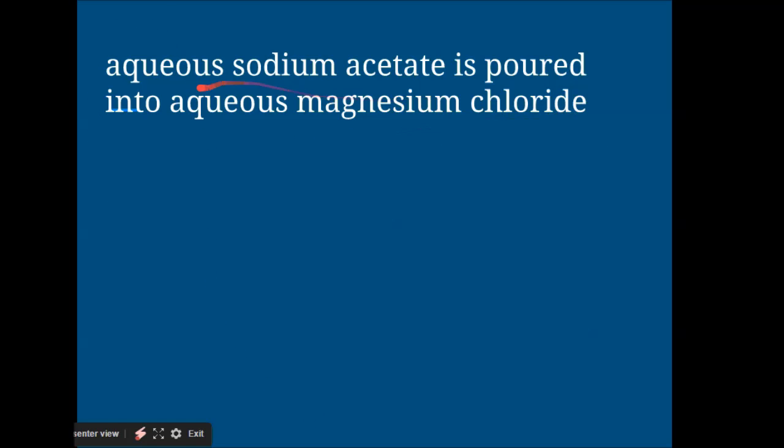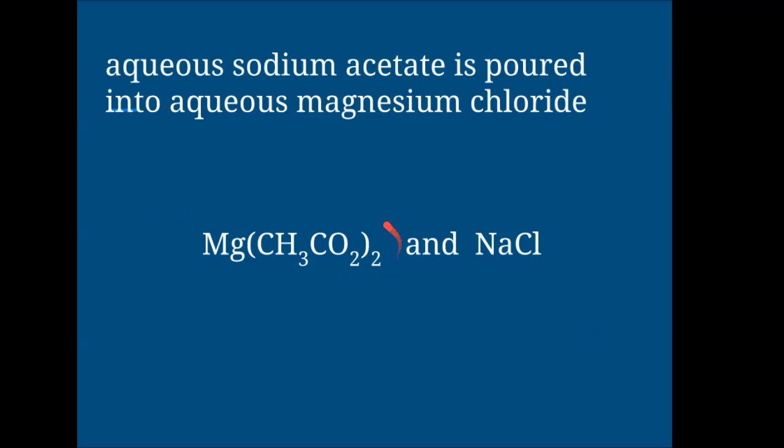So let's take a look at this. If aqueous sodium acetate were poured into aqueous magnesium chloride, the first step is you have to figure out what are the potential products of this reaction. Well, sodium is already with acetate, so if they're going to switch dance partners, sodium would have to pair up with chloride. So the possible product would be sodium chloride, and magnesium, the other metal, with acetate. So the possible products would be magnesium acetate and sodium chloride.